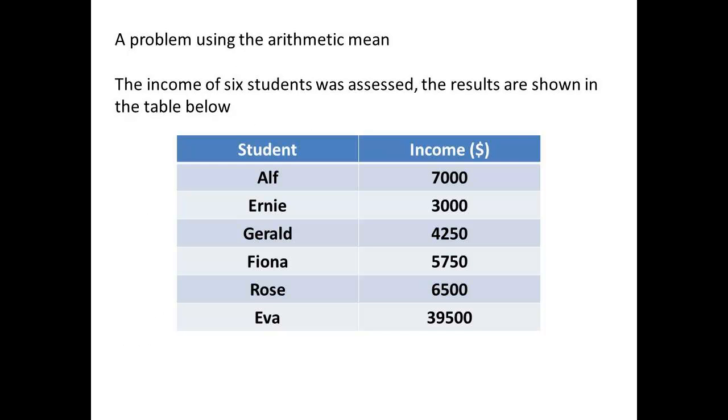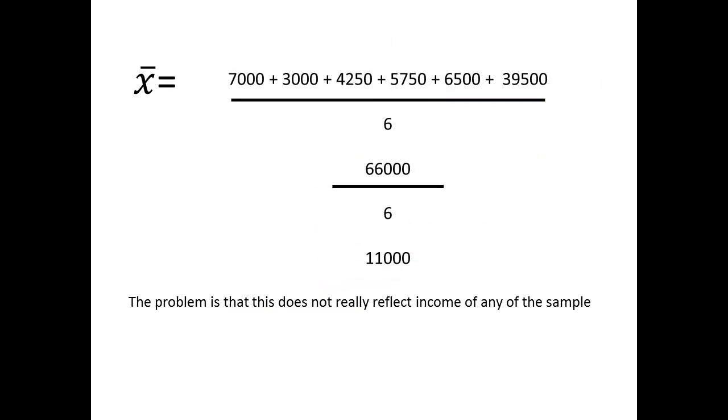Here is a typical calculation for arithmetic mean, which also shows the weaknesses of this measurement. We find the arithmetic mean of the incomes for 6 students. X bar equals 66,000 divided by 6, which comes to $11,000. This clearly does not really reflect the incomes of any of our students. Most are well below this figure, and one is considerably above this figure.